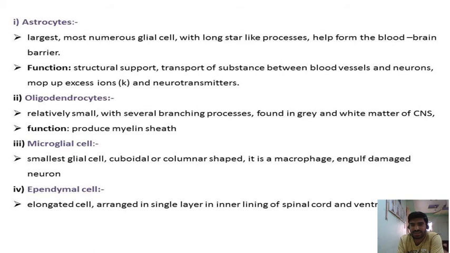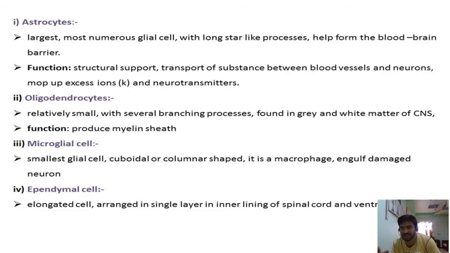Microglial cells are the smallest glial cells. They act as macrophages, a special type of cell that envelops damaged neurons. This process is also called phagocytosis: the damaged neurons and solid particles are enveloped through the process of macrophages.